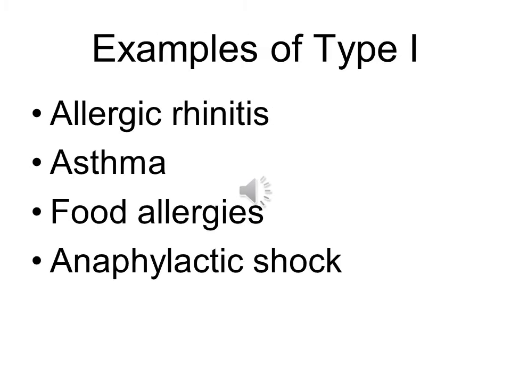Type 1 responses are a systemic response to an allergen. Some examples include allergic rhinitis, where there is swelling of nasal mucosa and sneezing. It is often the result of exposure to ragweed, grasses, trees, dust mites, animal dander, and feathers.